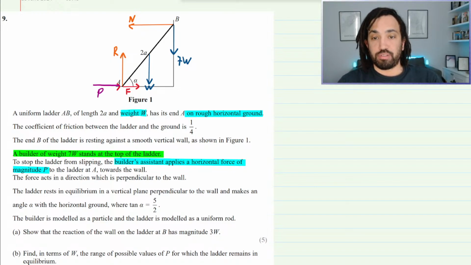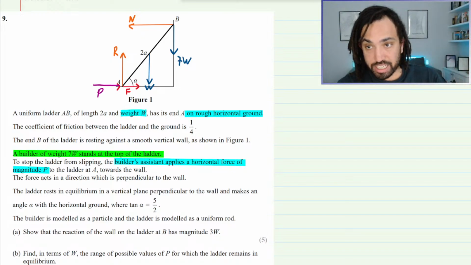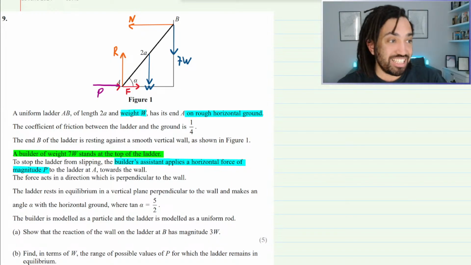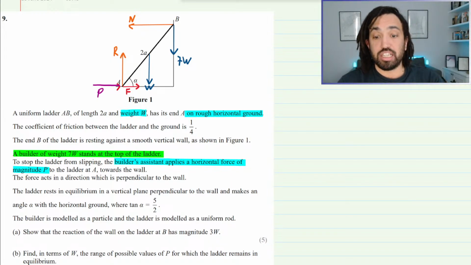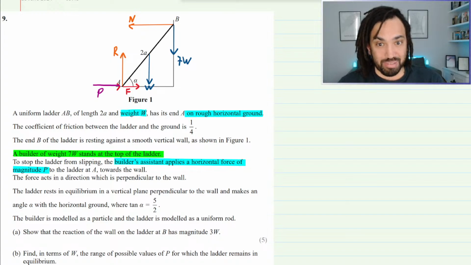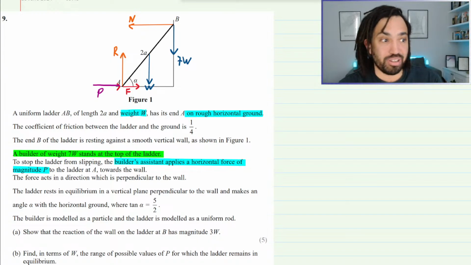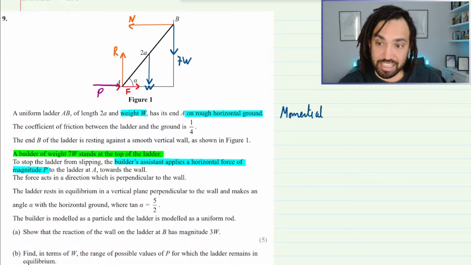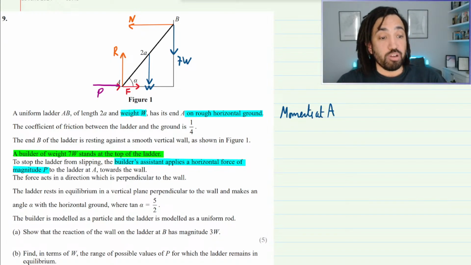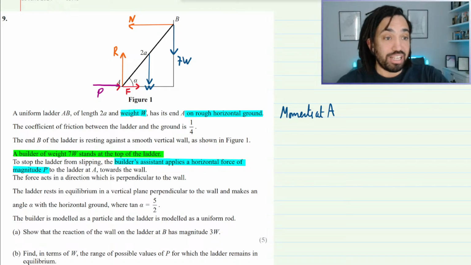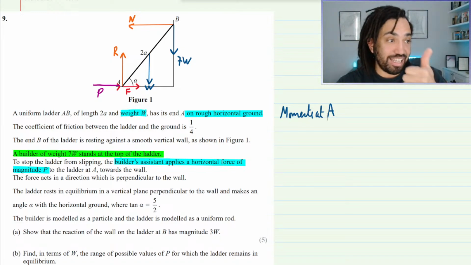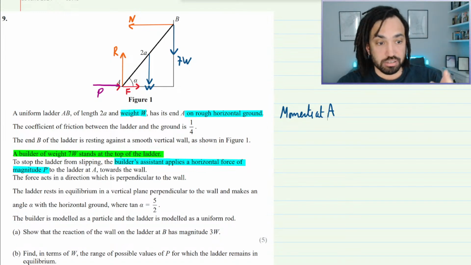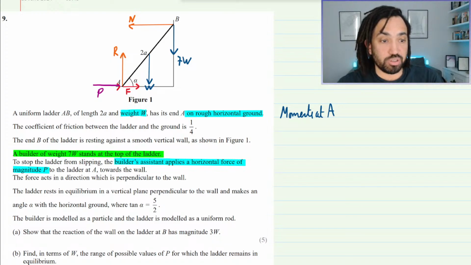Okay, we need to take components because these questions are so formulaic. I'm not even going to bother reading the question pretty much. I know exactly what I'm going to do. I'm going to do moments at A, because moments at A is going to completely wipe out P, F, and R, which is actually going to give us an opportunity to find out some of these forces.